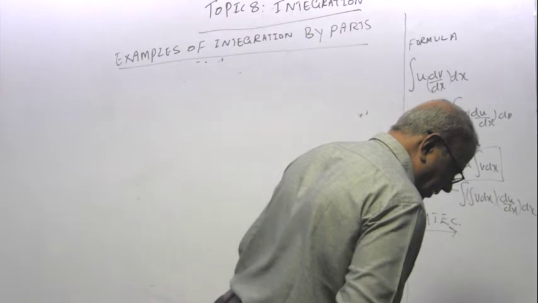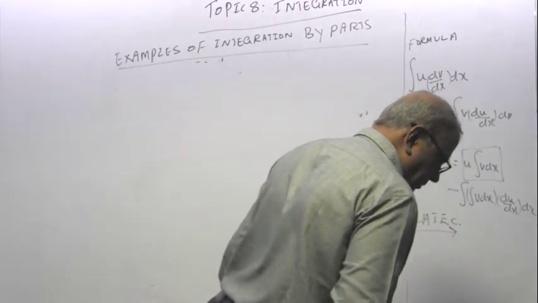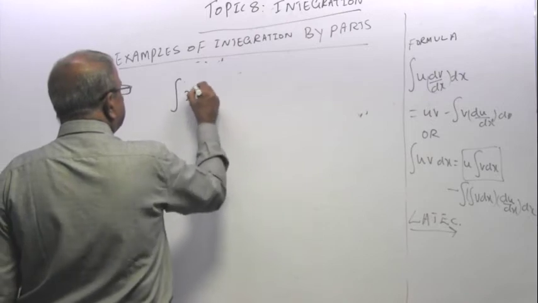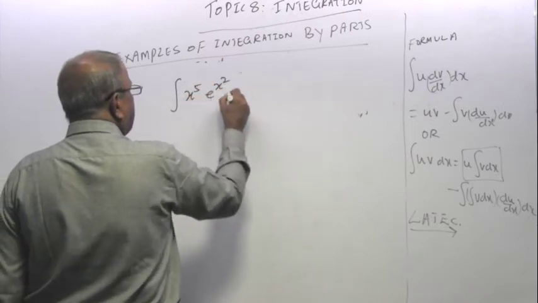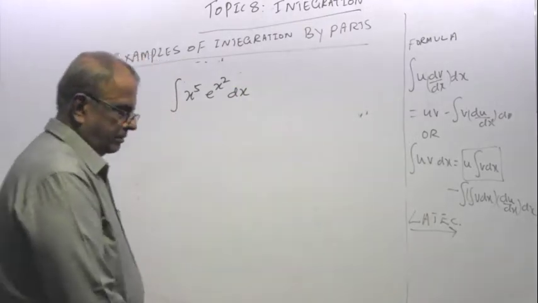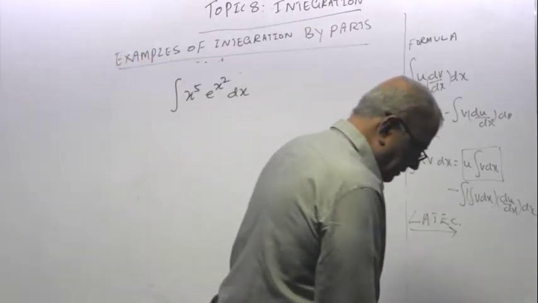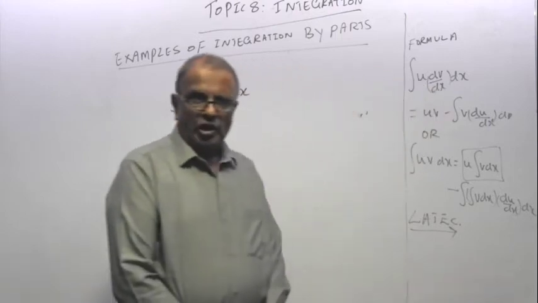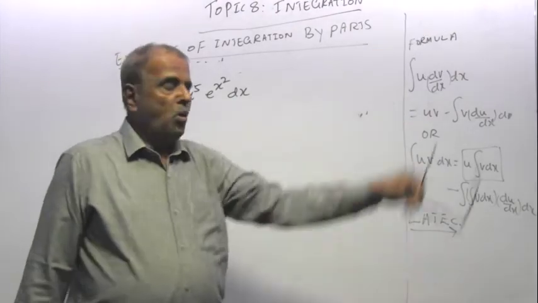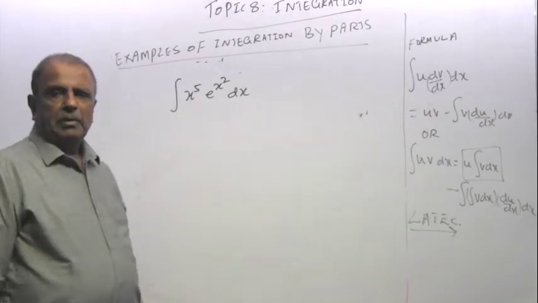Integral x power 5 e power x squared dx. How will we do this? No information is given. I can't use LATE. Why? I can't integrate e power x squared.